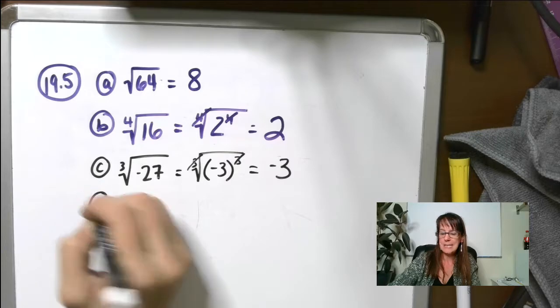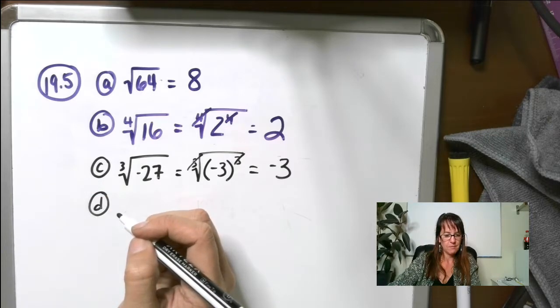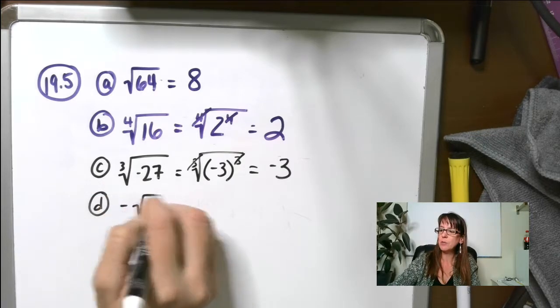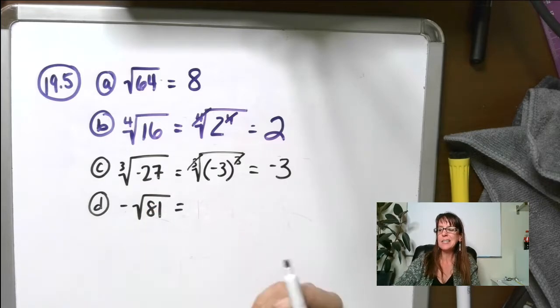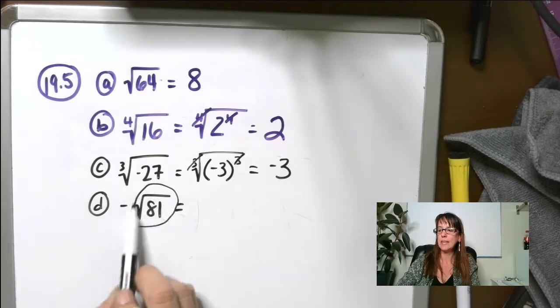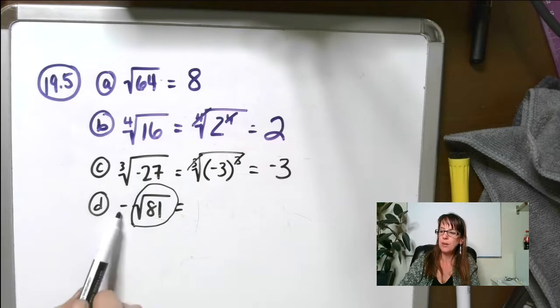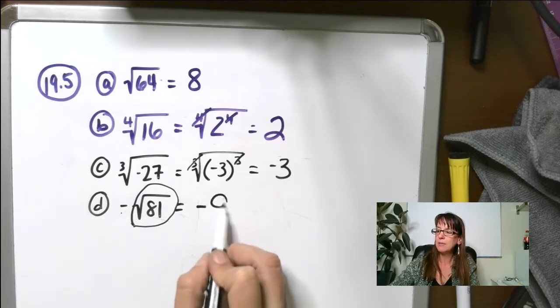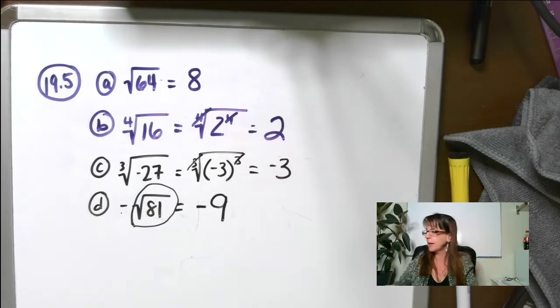So for D, I lost my spot again. Negative root 81. Well, guys, on this one, this root is 9, but there's that negative we have to deal with. So it's negative 9, okay?